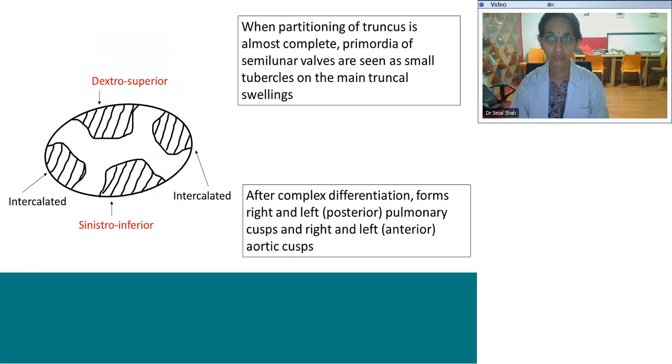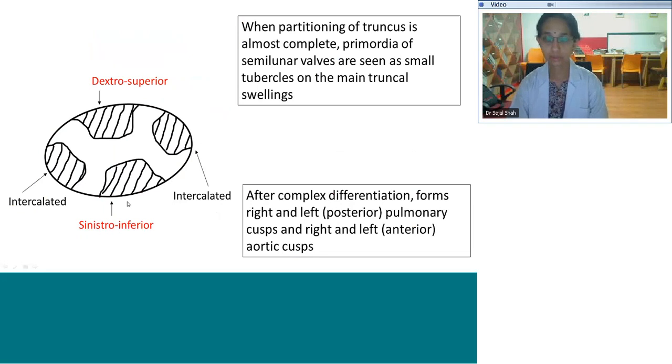Now, when the partition of this truncus is almost completed, you have two small tubercles which are also seen on the main truncal swellings. Now, about the intercalated cushions, we will speak a little later. However, here we have to understand a similar thing is happening at the level of semilunar valves. That is the lower part of the truncus and the upper part of the conus. And you similarly see two small tubercles which are dextro-superior and sinistro-inferior.